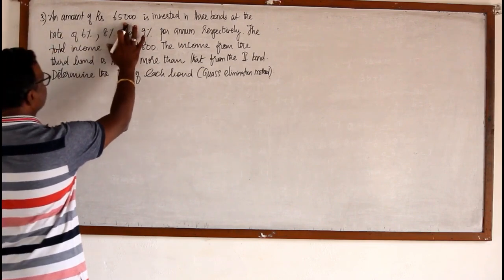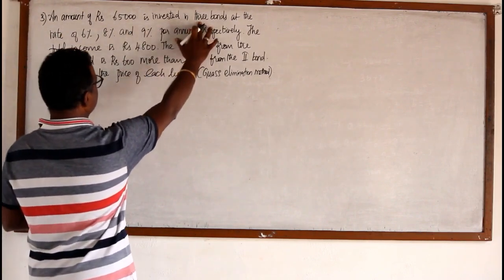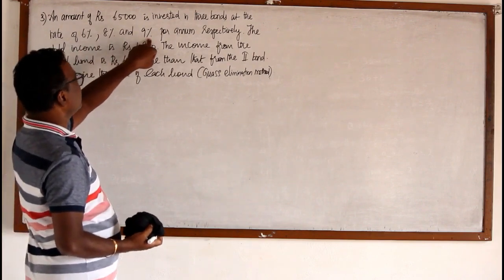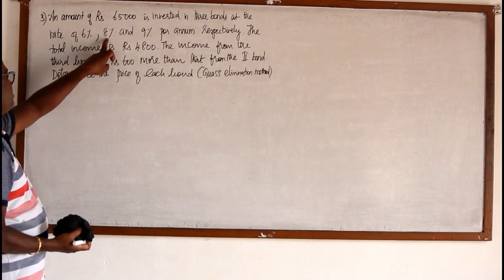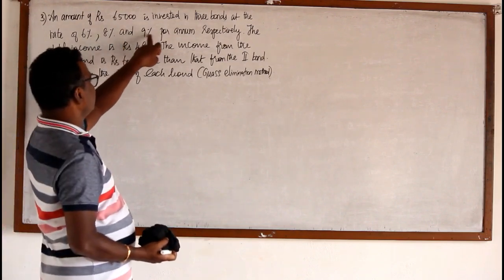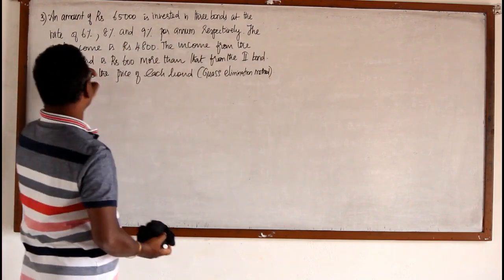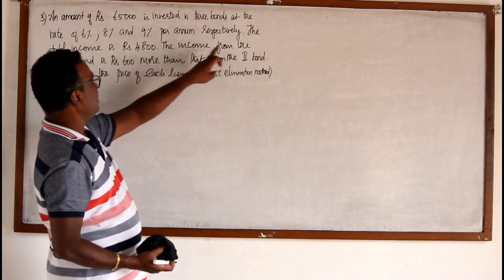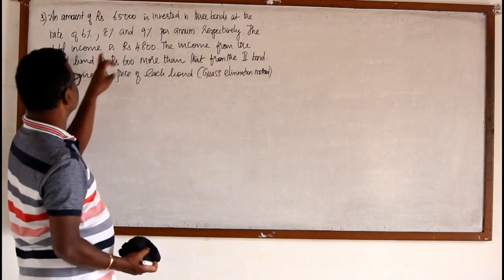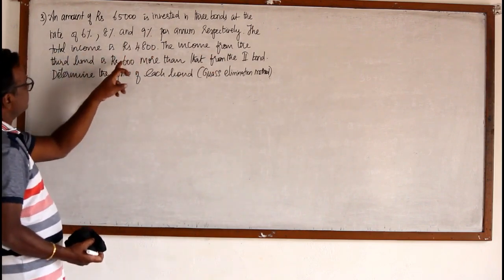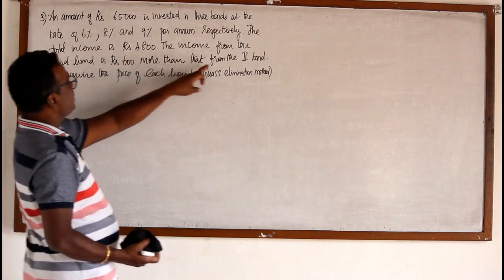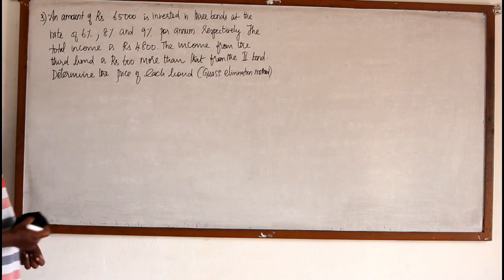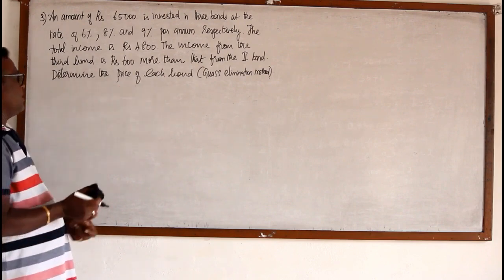An amount of rupees 65,000 is invested in 3 bonds at the rate of 6%, 8%, 9%. That is, interest is given as 6% by the first bond, 8% by the second bond, and 9% by the third one per annum respectively. The total income from these 3 bonds is rupees 4,800, and also the income from the 9% bond is rupees 600 more than the income from the 8% bond. How much he invested in each bond, that I have to find out.